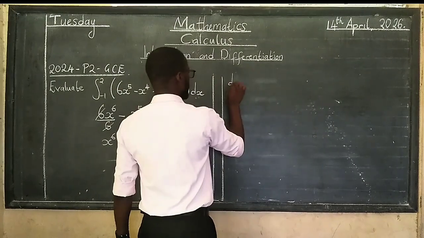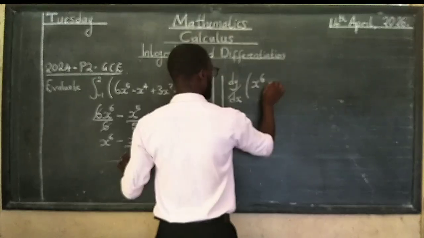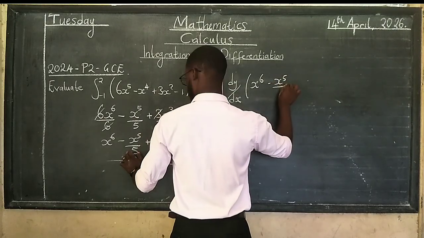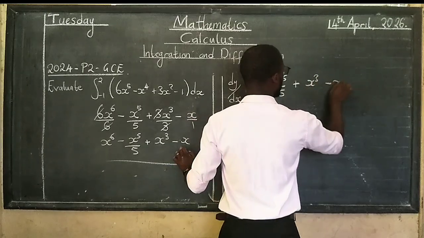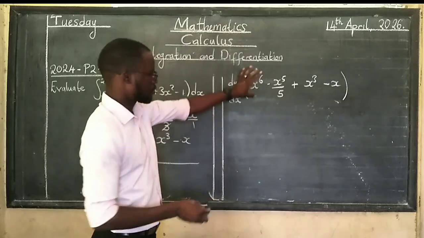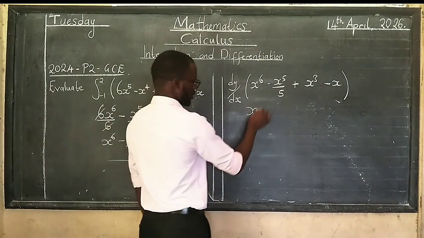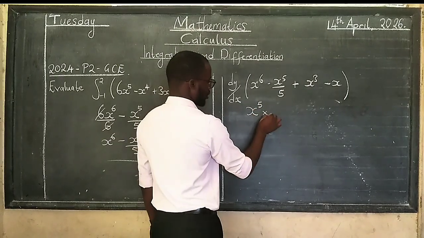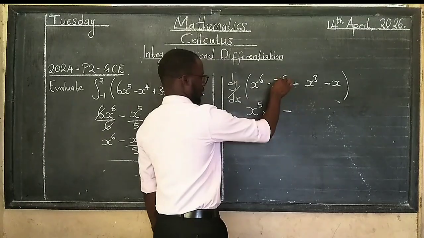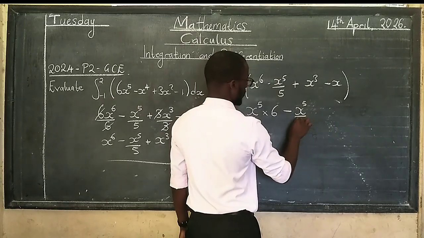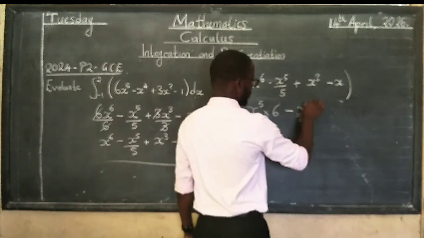So this finding dy dx of 6x minus x to the power 5 over 5 plus x to the power 3 minus x. So here, start with the first part. So the first part, x as it is, then the 6 minus 1 will be 5. Then multiplying everything by the odd power, which is 6, then minus. This is x to the power 5 over 5 as it is, but this power is supposed to be subtracted by 1, so it becomes 4.